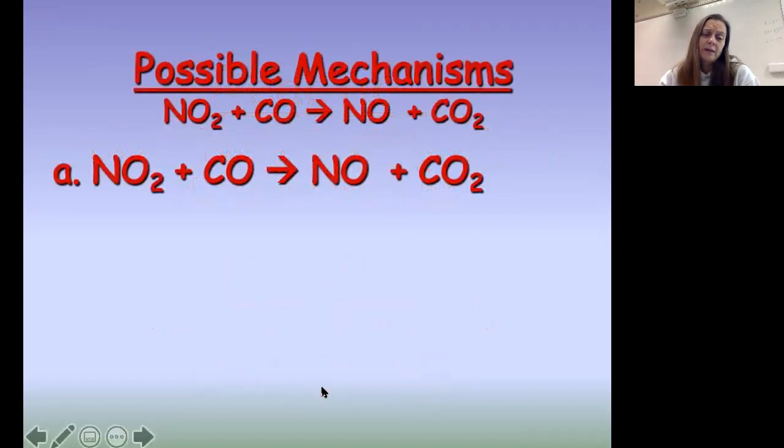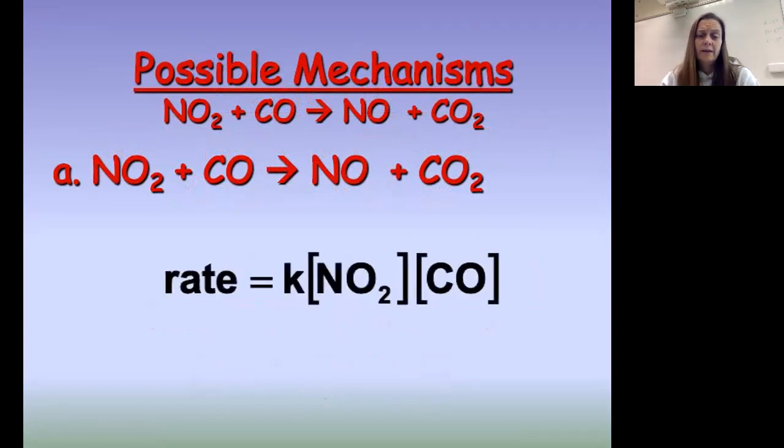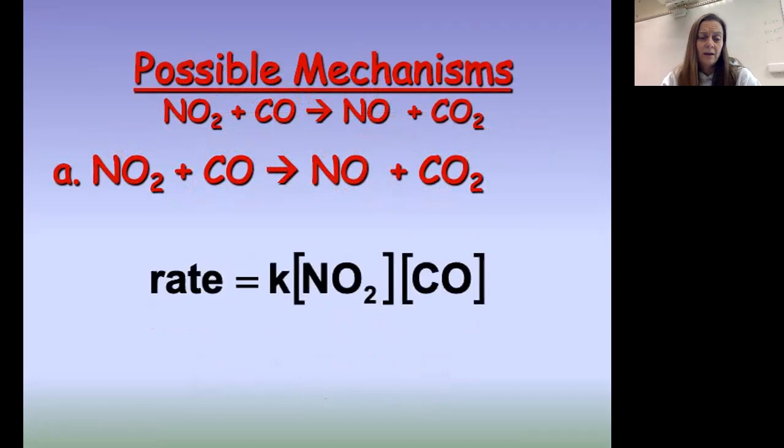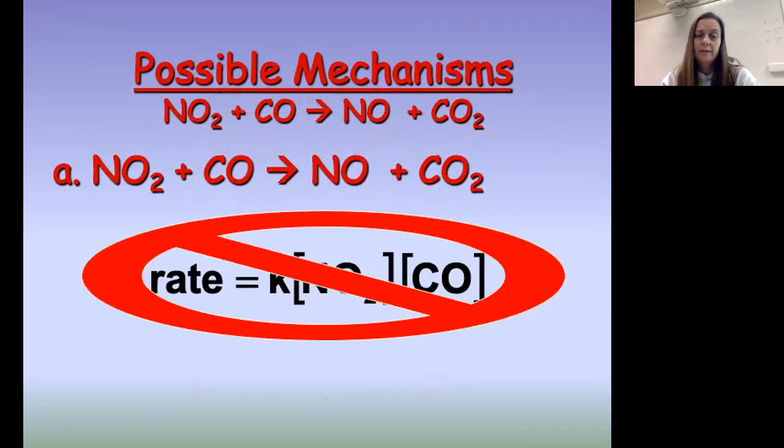So the first possible mechanism is that it's a single step. Nitrogen dioxide plus carbon monoxide makes nitrogen monoxide and carbon dioxide. And the rate law for that would be K times the nitrogen dioxide concentration times the carbon monoxide concentration. Because that does not match that experimentally determined rate law, this isn't right. That mechanism is not correct.